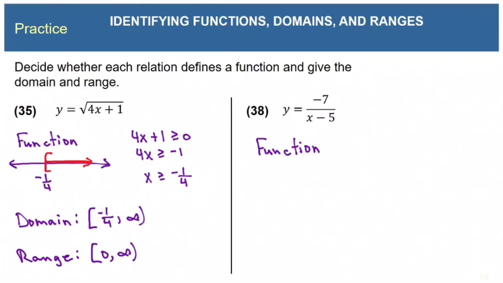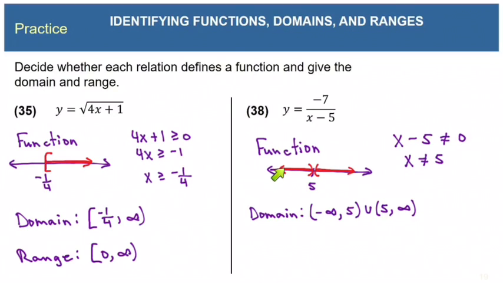Now let's decide what the domain should be. We just cannot let the denominator equal 0. Therefore, we can't let x minus 5 equal 0, and that means we can't let x equal 5. In other words, the domain is all numbers except 5. So we would write that the domain is all the numbers to the left of 5 and all the numbers to the right of 5. In interval notation, the domain will be from negative infinity to 5, parentheses, and from 5 to infinity.